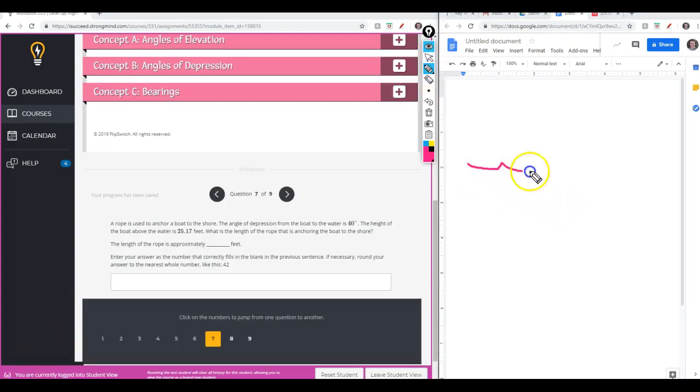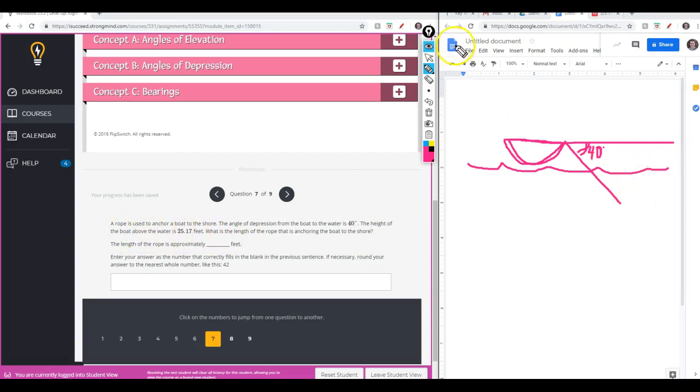So we have this boat on the water. So there's our boat on the water. It says that the angle of depression from the boat to the water is 40 degrees. So from our boat, we would draw a horizontal line of sight and then straight down. And this would be 40 degrees. And it says the height of the boat above the water is 25.17 feet.